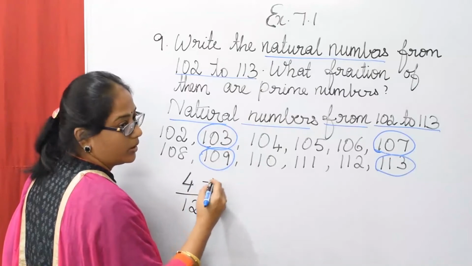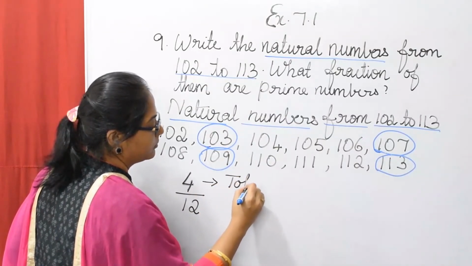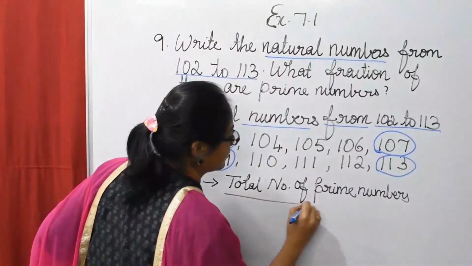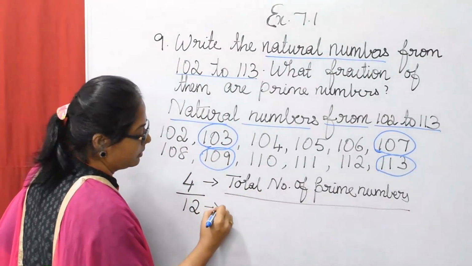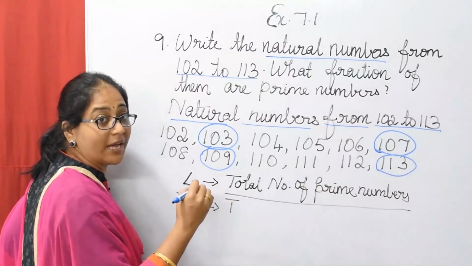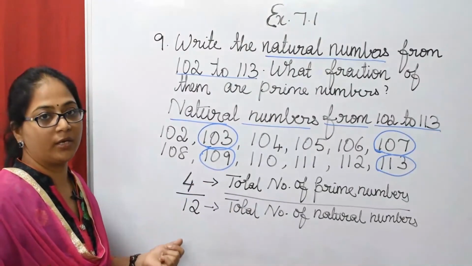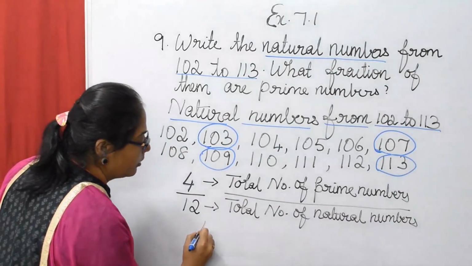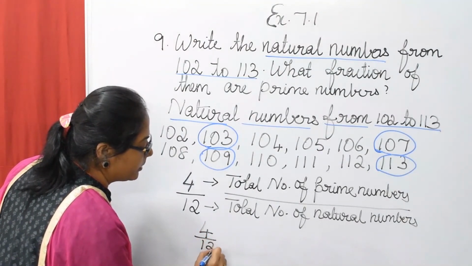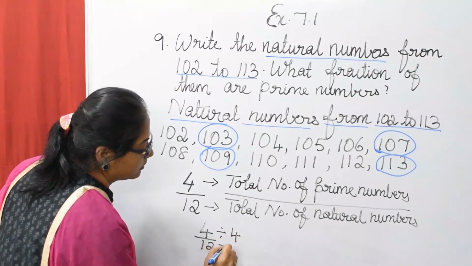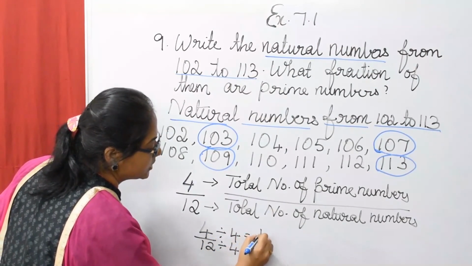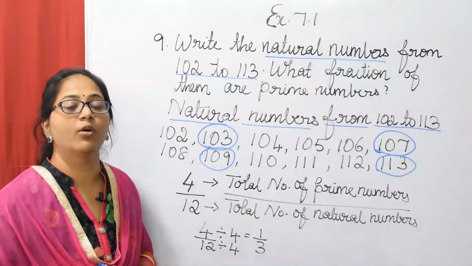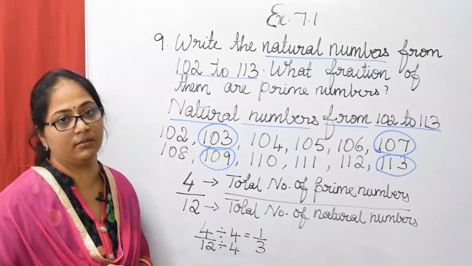So 4 is the total number of prime numbers and 12 is the total number of natural numbers. So 4 by 12 we can simplify using 4 tables, which is 1 by 3. Understood? So 1/3 of the numbers are prime numbers here.